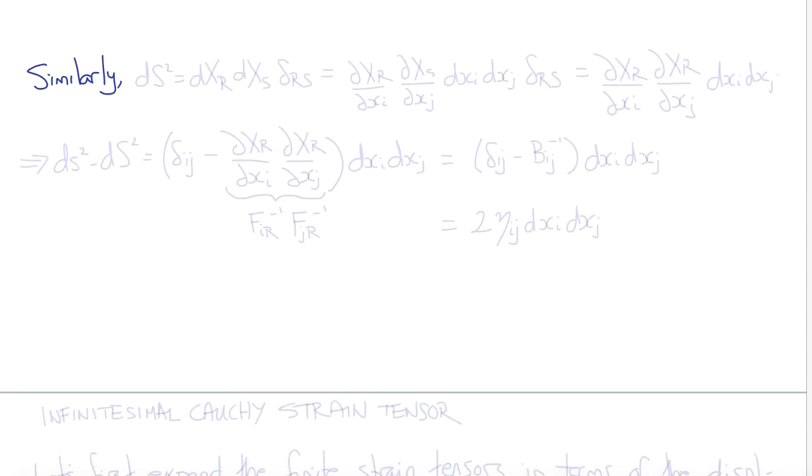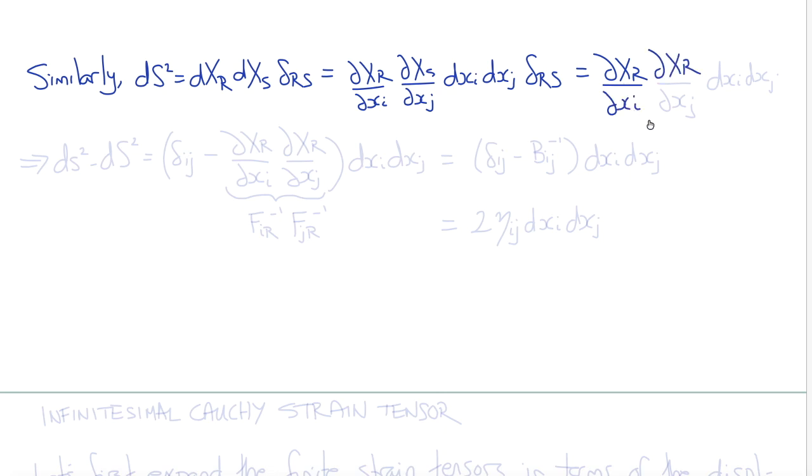Similarly, we could do the same thing, but this time we're going to convert d big S squared so that it will be with respect to elements d little xi and d little xj. So again, this time the chain rule gives us del Xr over del xi, del Xr over del xj times d little xi, d little xj, from delta rs, dXr dXs.